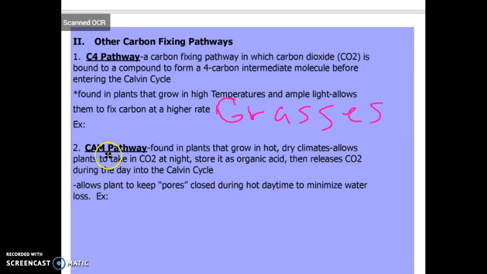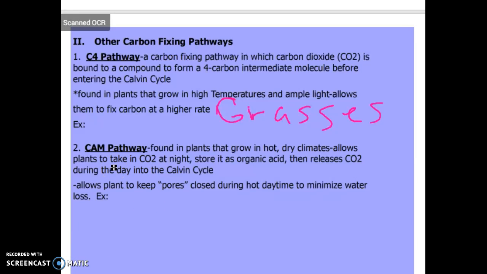And then another type of pathway, a CAM pathway. So plants found in areas where it's hot and dry. So this allows plants to take in CO2 at night, so it's not opening those stomata during the day when it's so hot, so it reduces water loss that way. And then it releases CO2 during the day into that Calvin cycle. This allows plants to keep pores closed during the hot daytime, as I said.